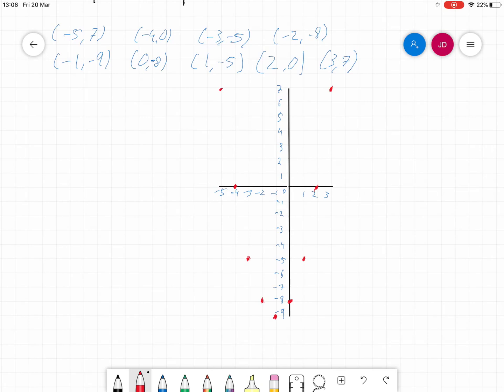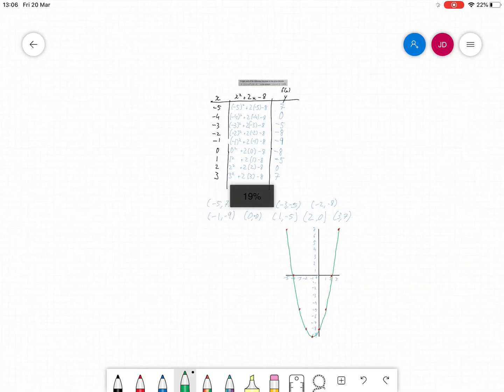Now that I've dotted all my points, I now need to play a game of join the dots and match them all together. I'm going to do this in green pen, and I apologise now for my horrific freehand drawing. But basically, it's freehand because it's a curve. You should be matching all these points together. This isn't half bad. It's not perfect, but it's not awful. And there we go. And as you can see yourself, we have ourselves now a quadratic curve.